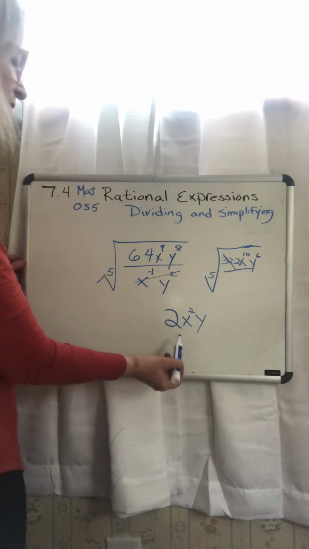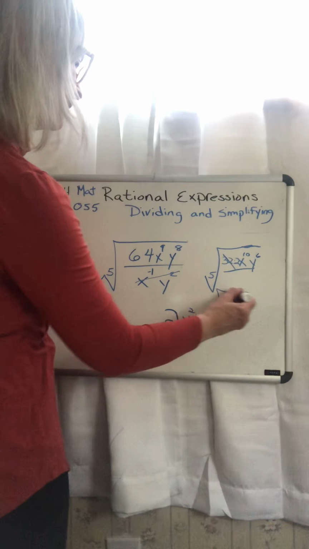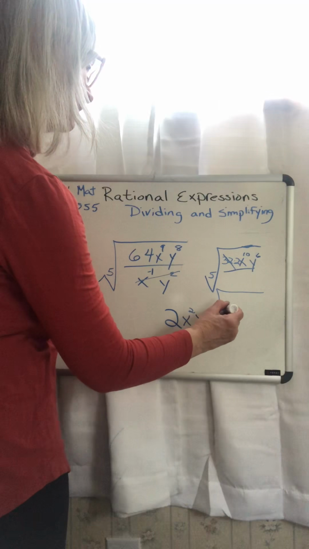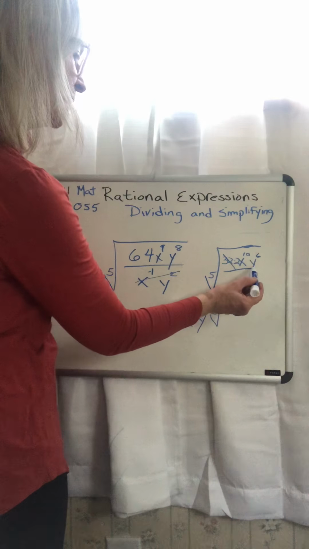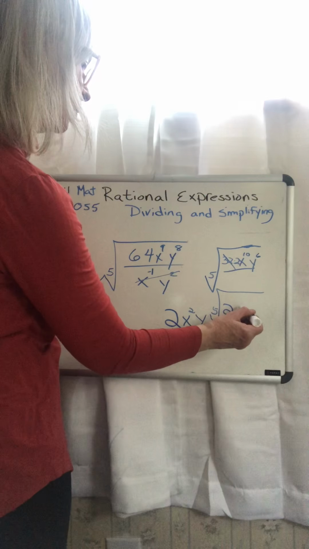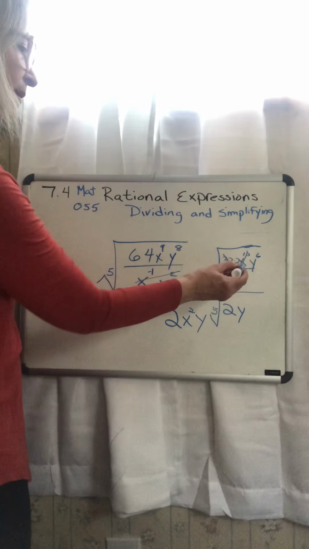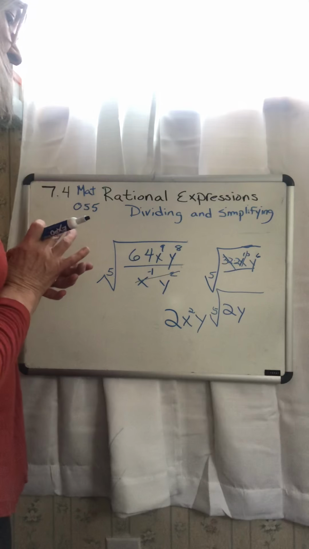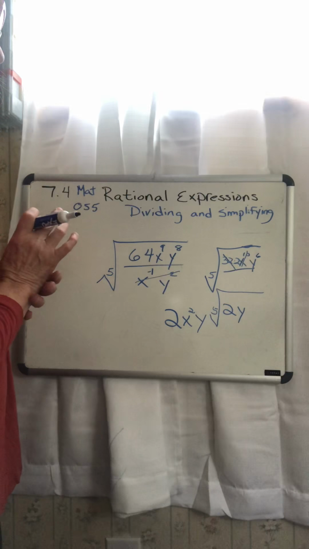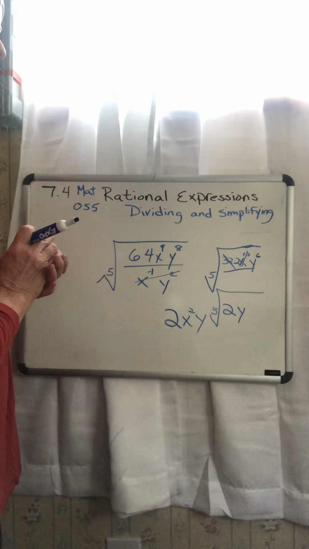So our answer then would be 2x squared y. Then we've got the 5 here. We still have the 2 left over in the radical, and then remember we still had one y because we just took 5 out, so we had 1 left. So our answer then is 2x squared y times the 5th root of 2y.